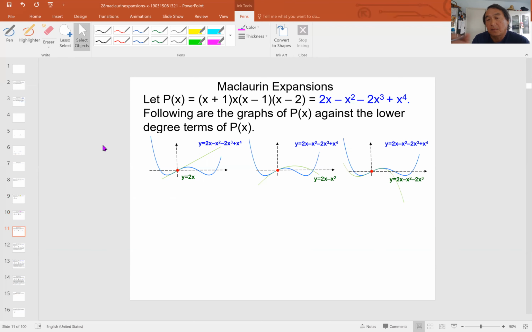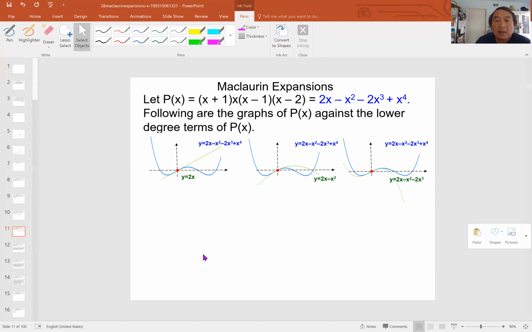And then this, of course, is a cubic. If I use a cubic, this is the best third degree approximation at the point 0. Let me emphasize, we're doing this at the point 0, so we only concentrate on that neighborhood. Of course, if I use all fourth degree terms, I get the entire graph. We cover exactly P of x.